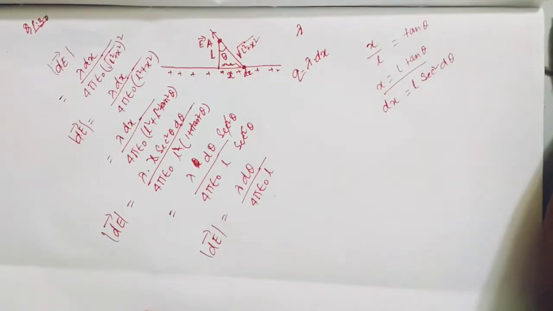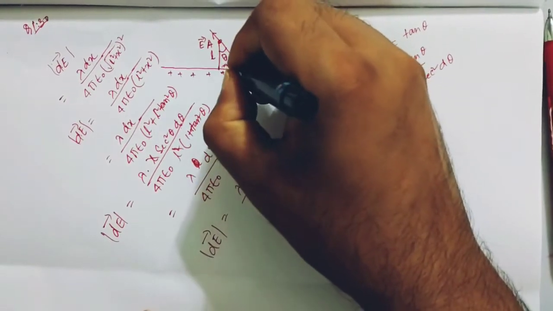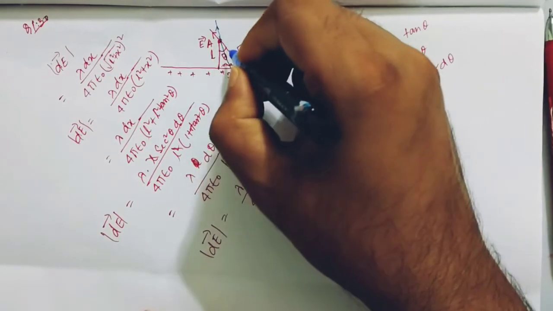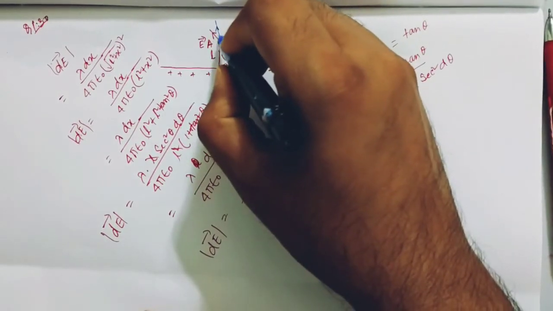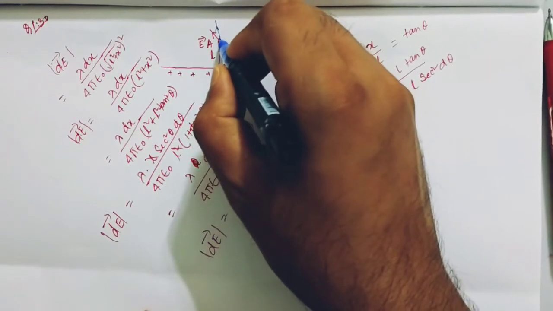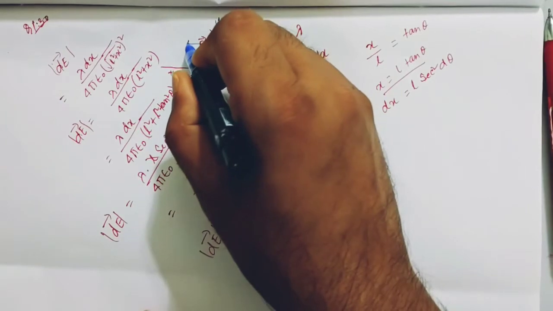Now one thing to see here: all the fields at a point will have directions like this, and if we resolve these vectors into two components, one will be the vertical component and the other will be the horizontal component.